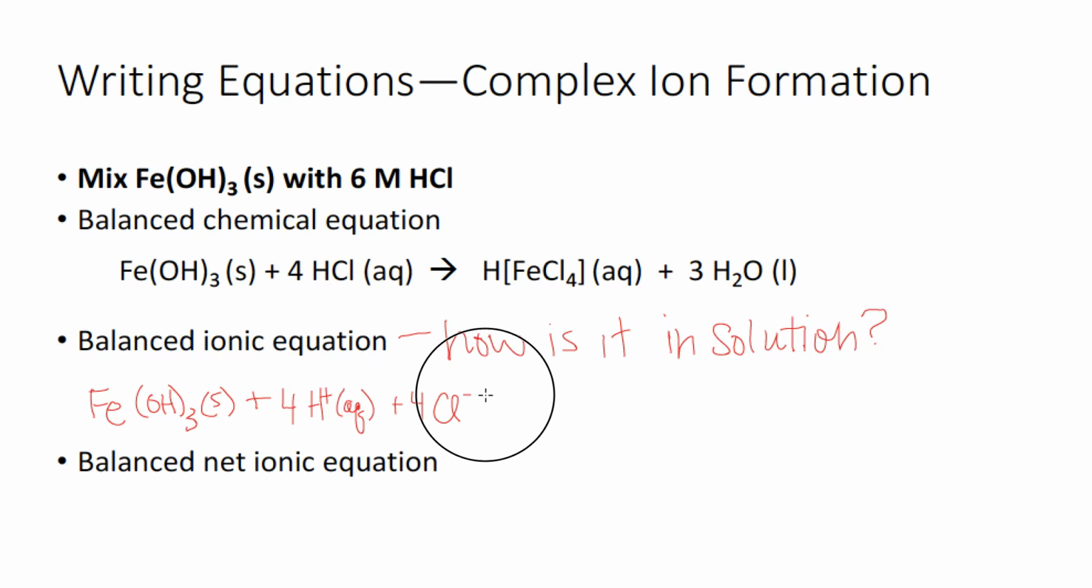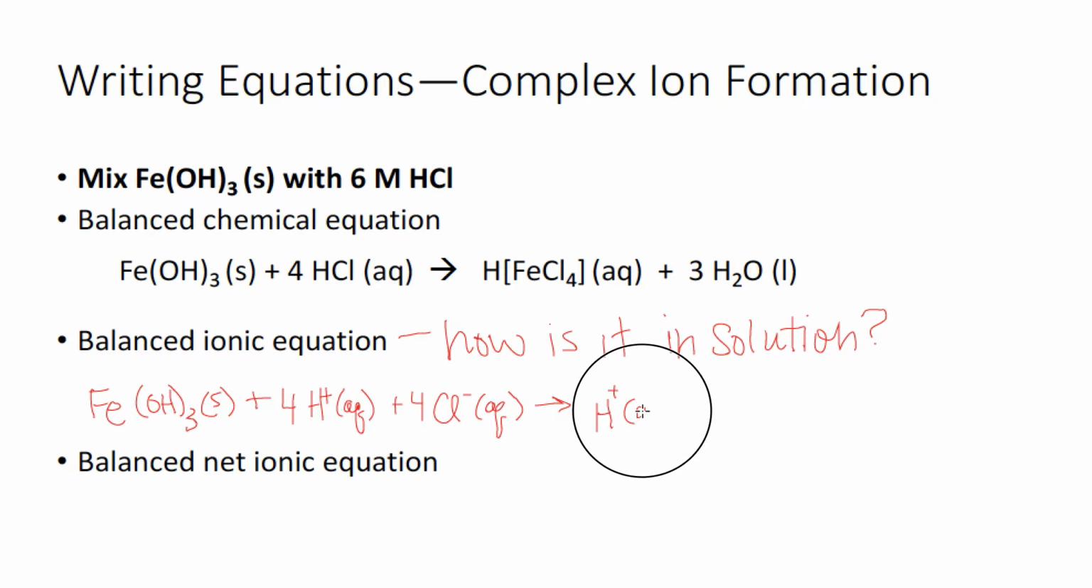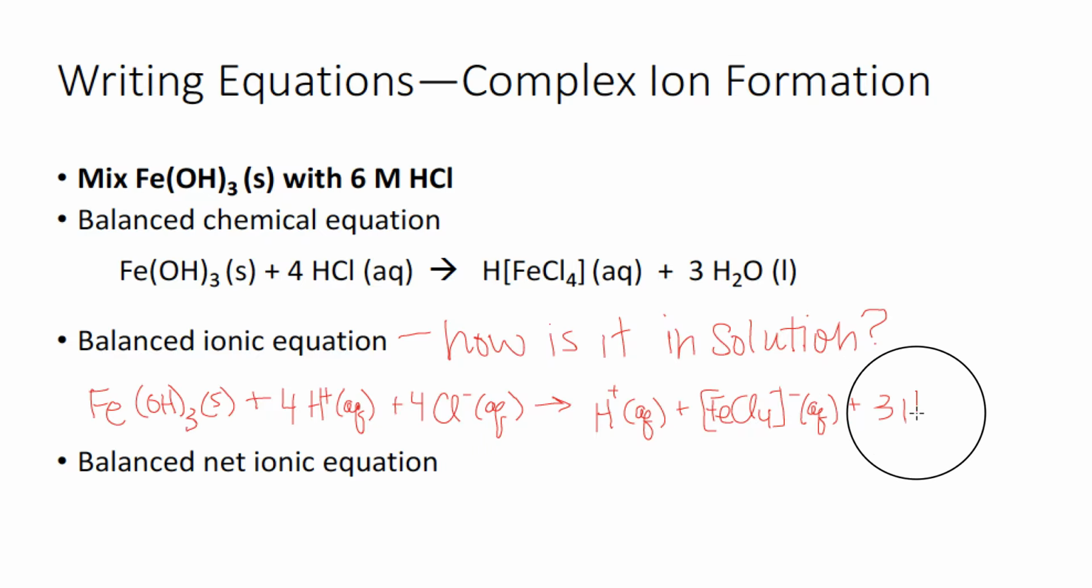and 4 Cl-. And then in our products, we're going to keep our complex ion together, but we're going to separate the two pieces here, the counter ion. So we'll have one H+, and then we'll have our complex ion FeCl4- that's aqueous. And then we'll have 3 water molecules because it's liquid. They don't dissociate, so we'll keep them together. So that's our complete balanced ionic equation, or the complete ionic equation.